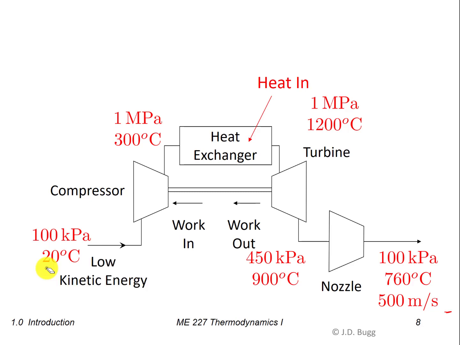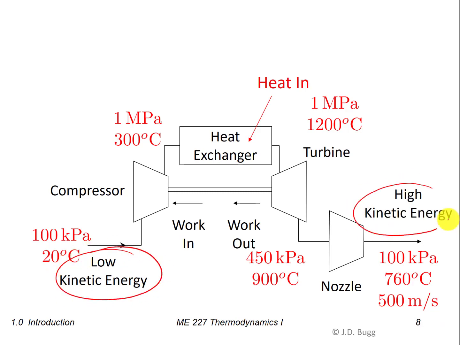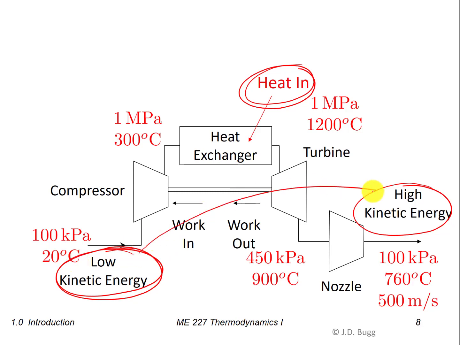So at the inlet of this thing, we have a very low kinetic energy, and at the exit, we have very high kinetic energy. So the entire purpose of this device is to use some source of heat to convert the air from low kinetic energy to high kinetic energy, because that's the net effect of this thing. The work transfers here are all internal to this cycle. It does produce some work, but that's used to run the compressor internal to the cycle. The air is coming in with low kinetic energy, a lot of heat is added, and it's leaving with a high kinetic energy.